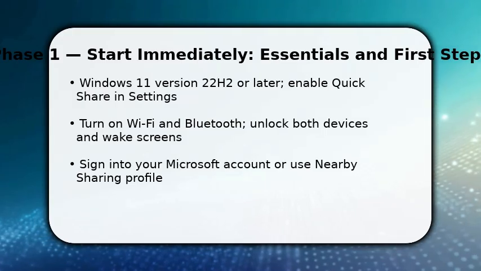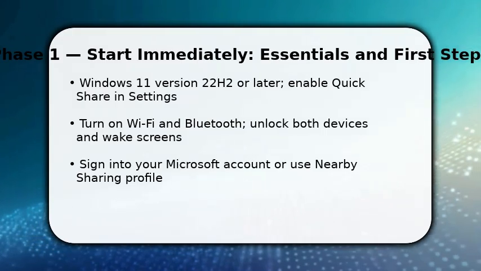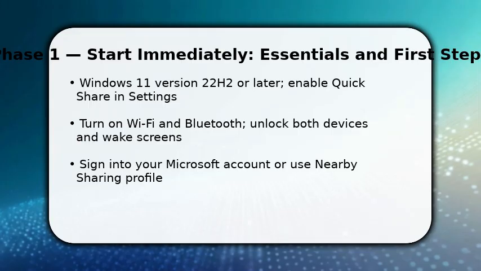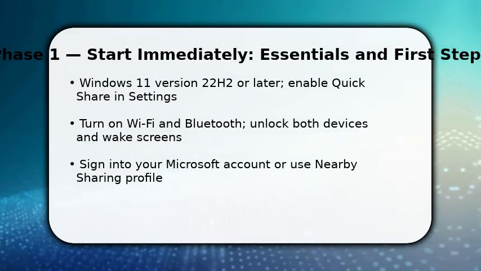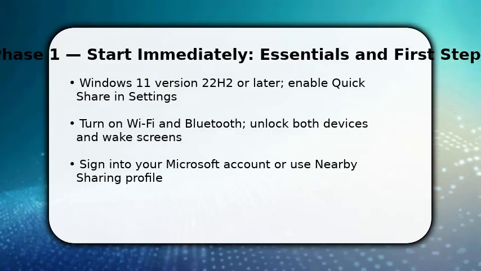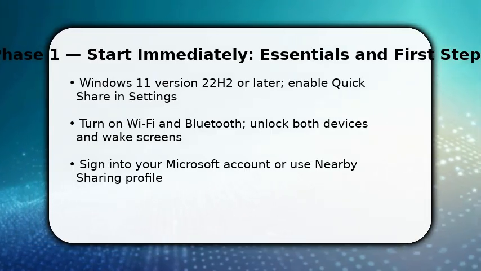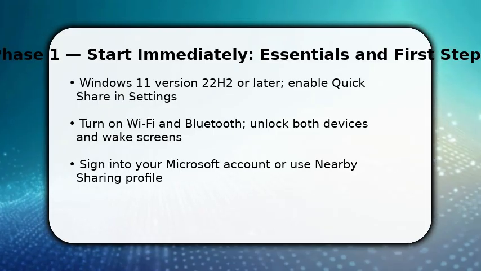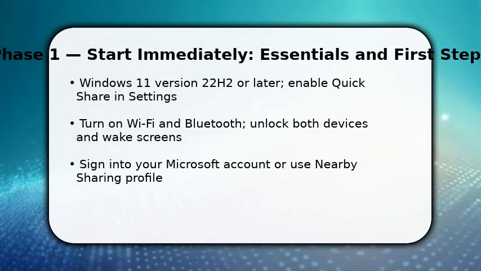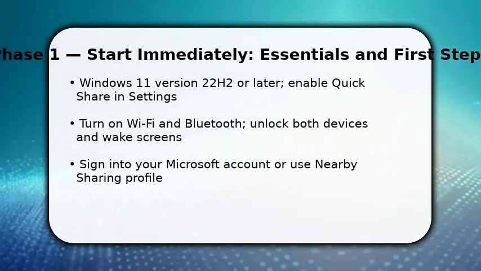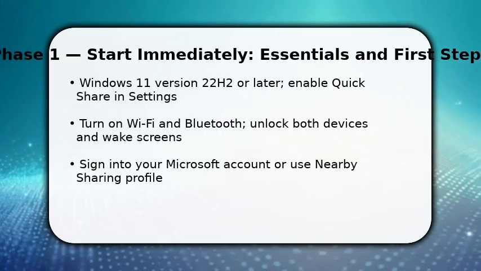Enjoy the video. You start by confirming prerequisites. Windows 11 updated and Quick Share enabled. Open Settings, go to System, Nearby Sharing and pick My Devices Only or Everyone Nearby. Once done, enable both Wi-Fi and Bluetooth so the laptop advertises itself. Make sure your Microsoft account is signed in for smoother transfers. If you prefer privacy, choose Device Only.